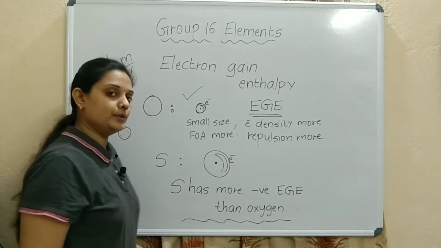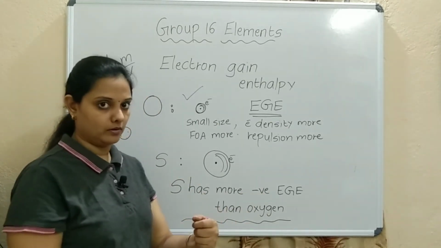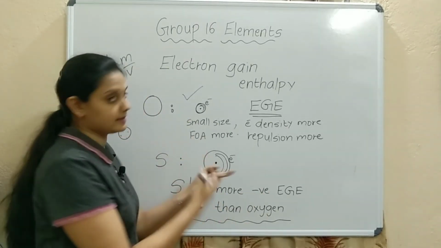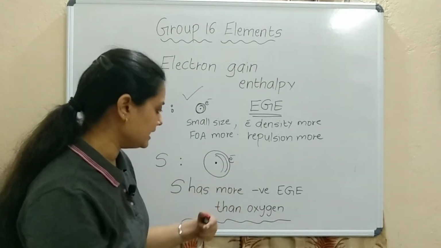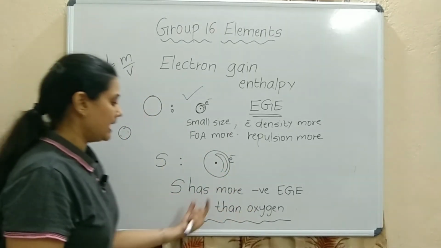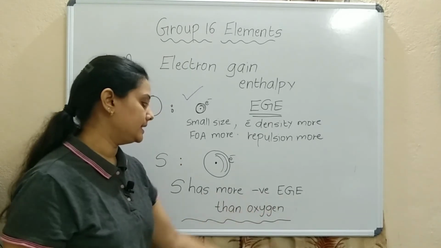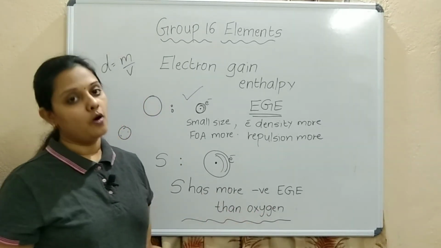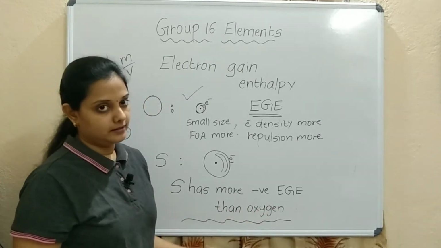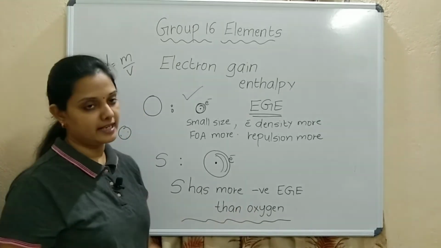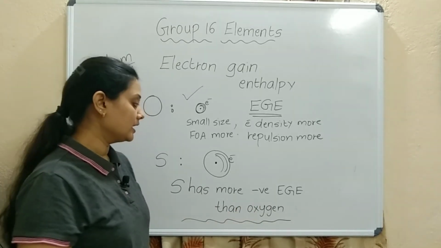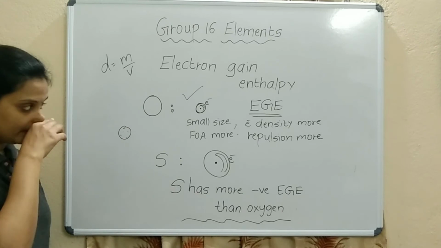Why is it negative? Because we are adding an electron, correct. The atom is accepting an electron, gaining an electron, so it is negative, and sulfur has more EGE than oxygen, and it is negative. So just make a note of all these points.